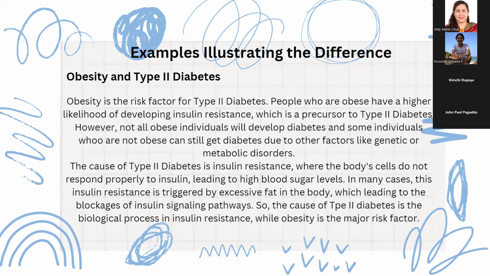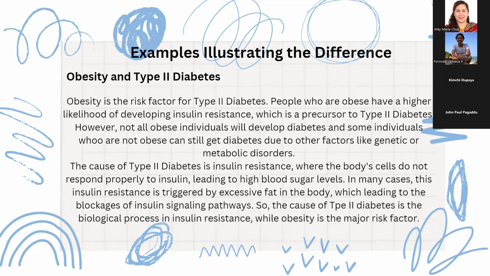Another example is obesity and type 2 diabetes. Obesity is a risk factor for type 2 diabetes. People who are obese have a higher likelihood of developing insulin resistance, which is the precursor to type 2 diabetes. However, not all obese individuals will develop diabetes, and some individuals who are not obese can still get diabetes due to other factors like genetic or metabolic disorders.